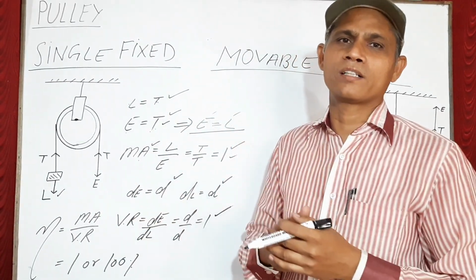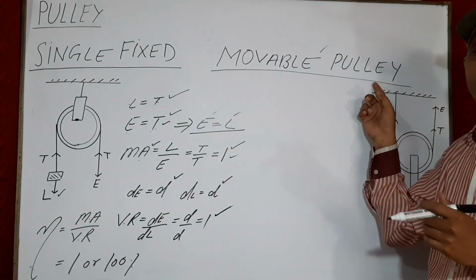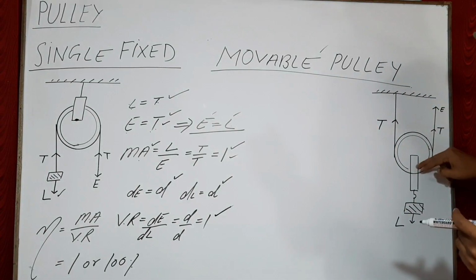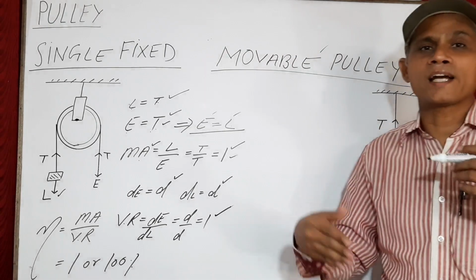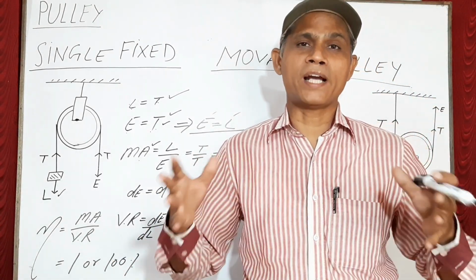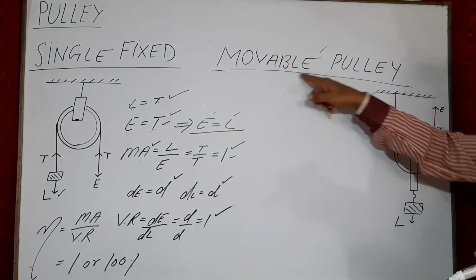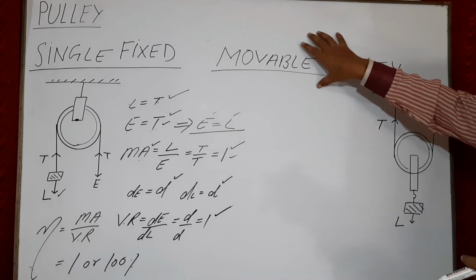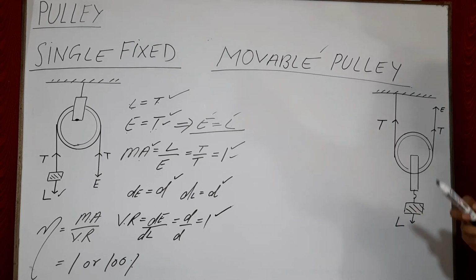Now let us start the next thing, and that is the movable pulley. What is a movable pulley? As the name suggests, its axle can move up and down, or you can say its axle is not fixed. So that pulley whose axle is not fixed is known as a movable pulley. Today I am going to discuss with you the movable pulley. Here you can see, this is very important.